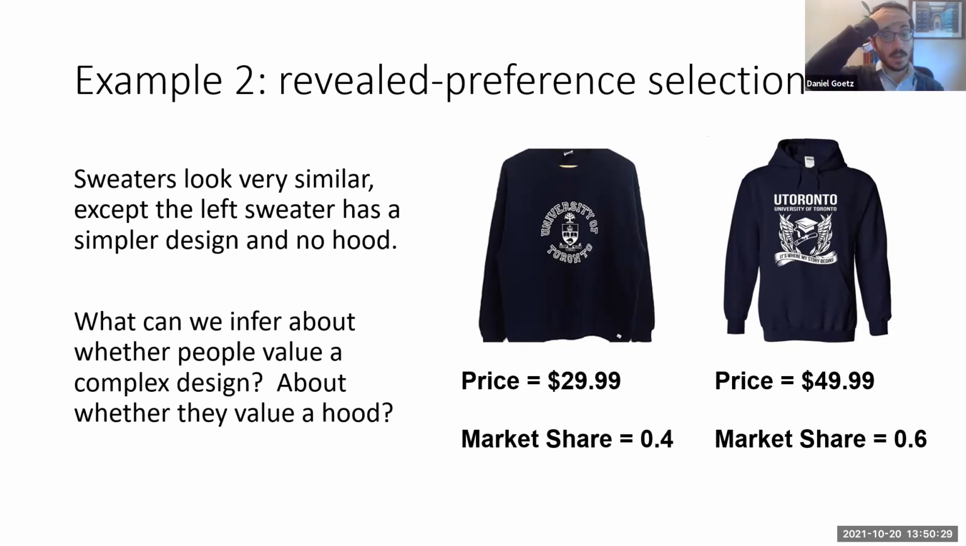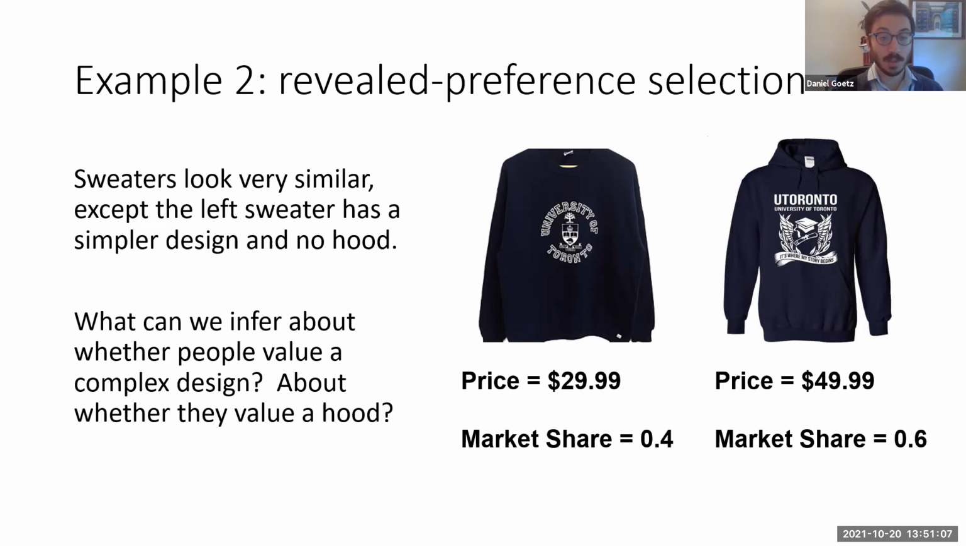We can see that even at the higher price, consumers buy more of the fancier sweater, right? So we can see that people value something about this sweater. They value it enough that even at the higher price, which, no one likes paying a higher price, they're willing to buy more of it, okay? So can we learn anything about what people value? The answer in this case is unfortunately no, because we've changed two things at once, right?